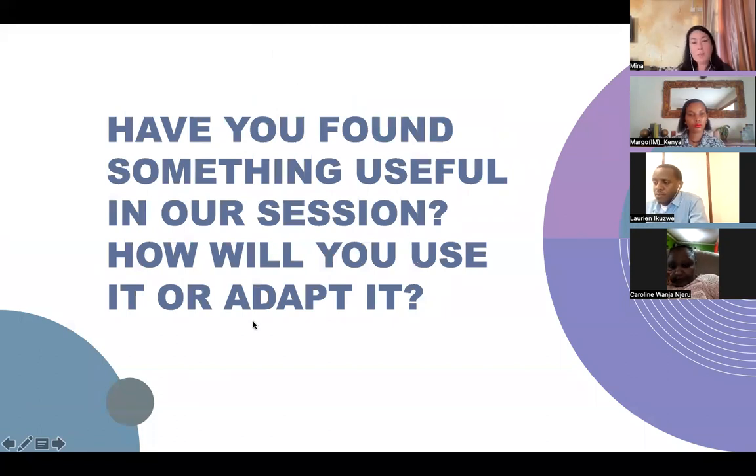So finally, some reflection. I'm curious to know if you found something useful in our session, and if so, how will you use it directly as you saw it, or how will you change it and adapt it for your own setting? I'm always curious to know. Hopefully you found something useful from our session.